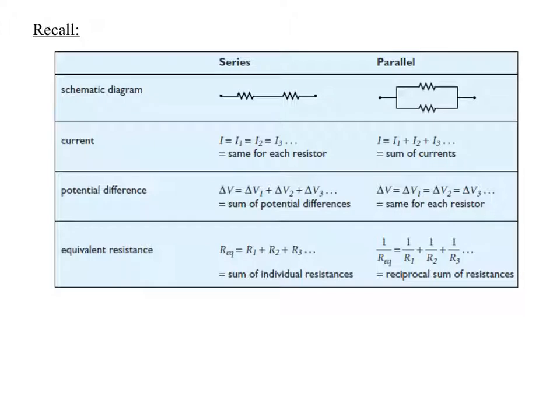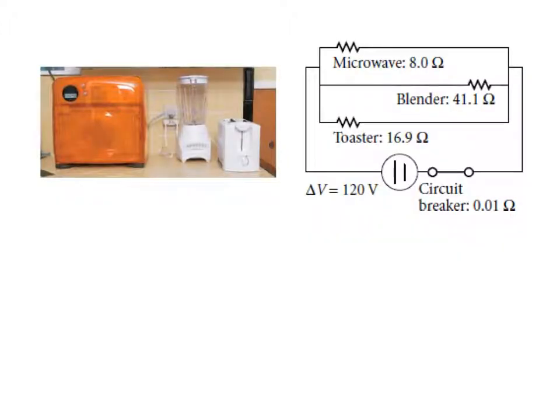Okay, so let's take a look at an example of this to get started. So think about like in your house. This is, by the way, an old school microwave. That is a really old looking microwave, but it is. It's a picture in your text. Imagine a microwave, a blender, and a toaster, all on the same circuit. Okay, microwave, a blender, and a toaster.